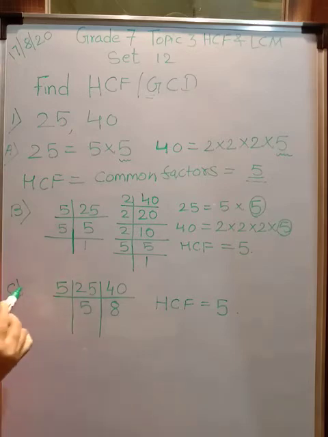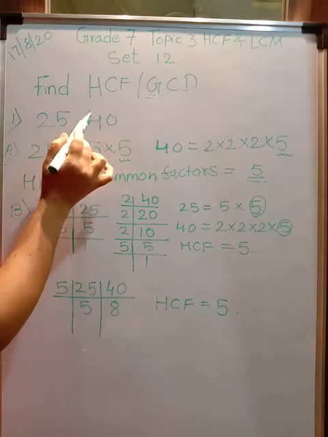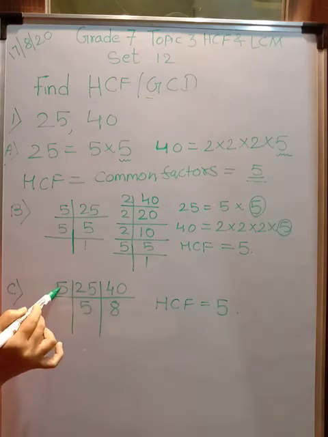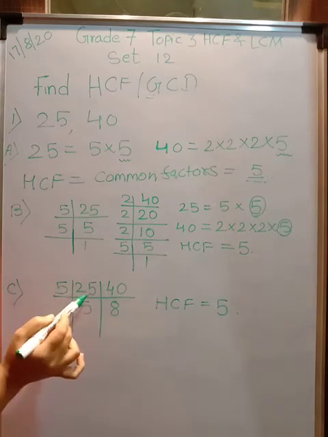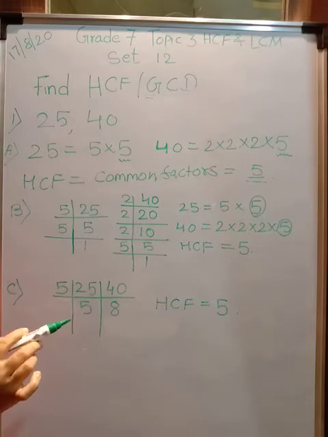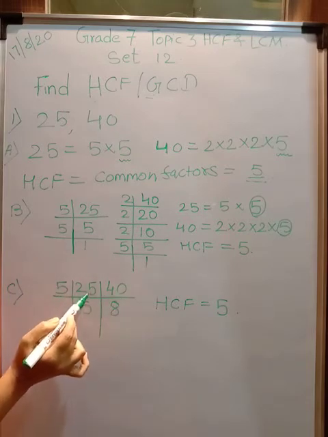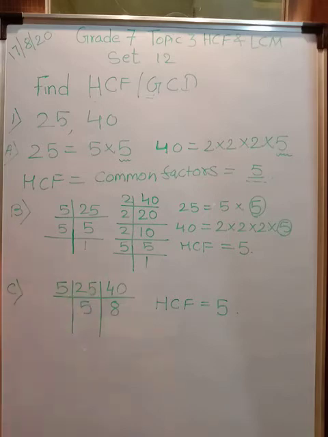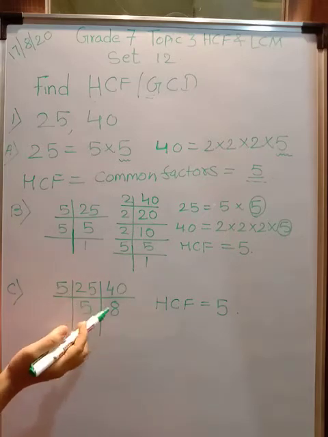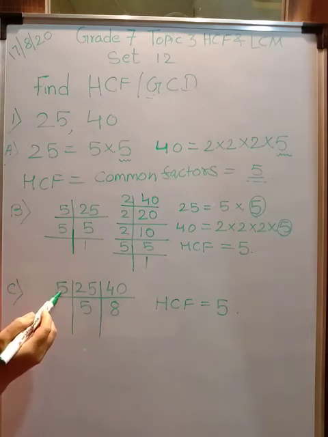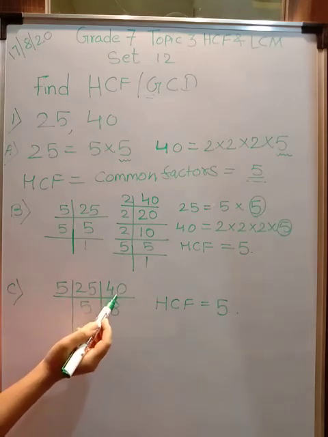Alright. Now third method. Take both the numbers at a time. And here you have to choose the prime numbers which are dividing both the numbers at a time. See, if I take 2 over here, 2 is dividing only 40. It is not dividing 25. So I am not allowed to take 2. If I try 3, 3 is neither dividing 25 nor 40. So which is the next prime number? 5. 5 is dividing both the numbers, 25 also and 40 also.